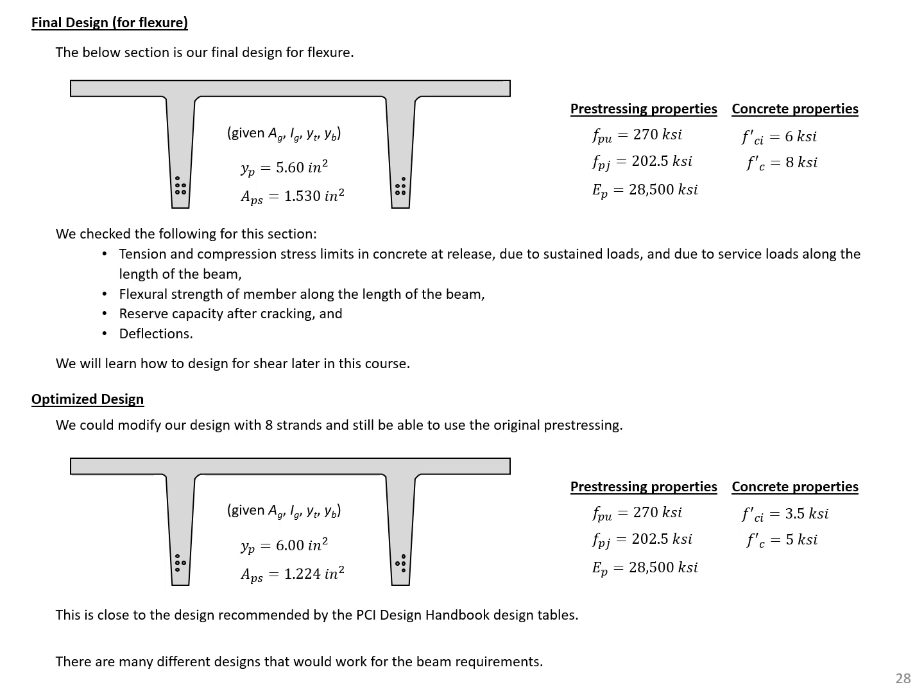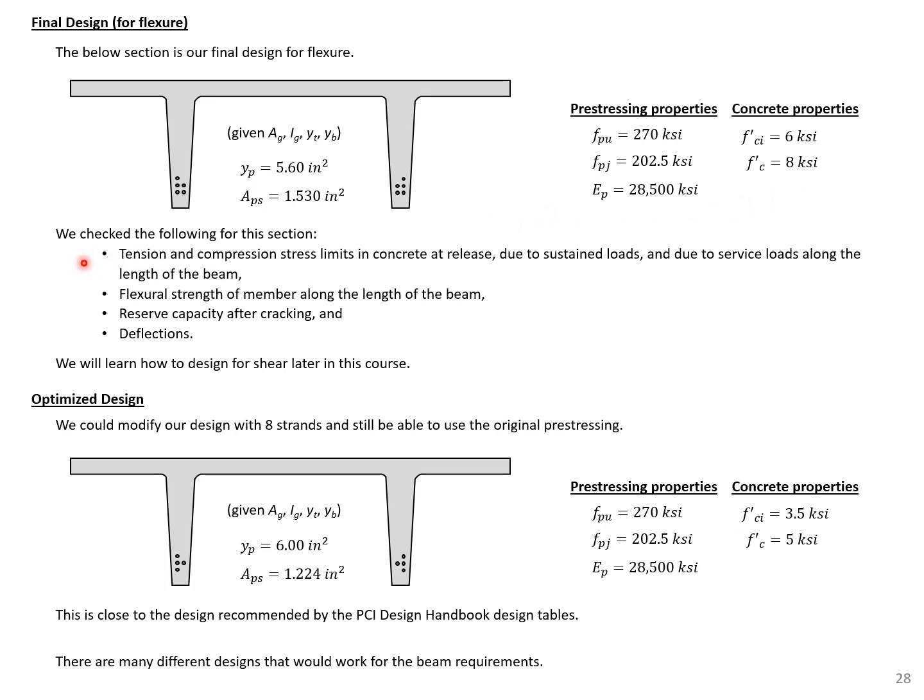That concludes this flexural design example. Our final section that we designed for flexure and checked against all of our flexural limits from ACI 318 is shown here. We have a total strand area of 10 half-inch diameter strands, with a centroid equal to 5.6 inches. And we're using concrete with a 6 ksi release strength and 8 ksi ultimate strength.